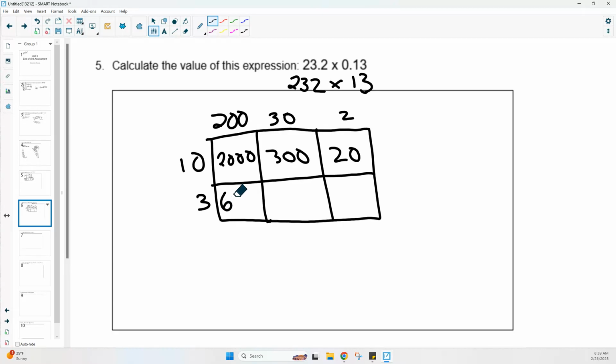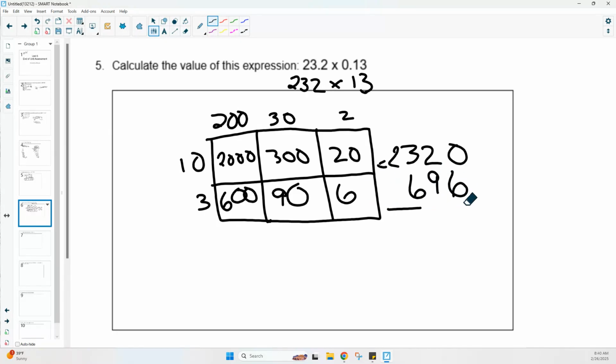200 times 3 is 600. 30 times 3 is 90. 3 times 2 is 6. So now let's sum up the 2 rows. 2,320. 696 is the bottom row.